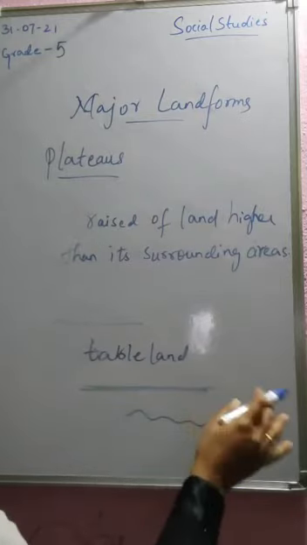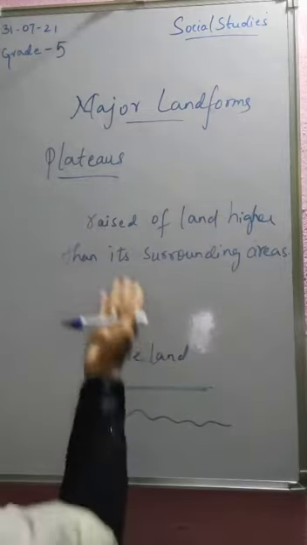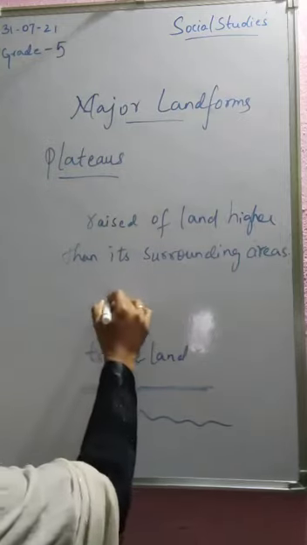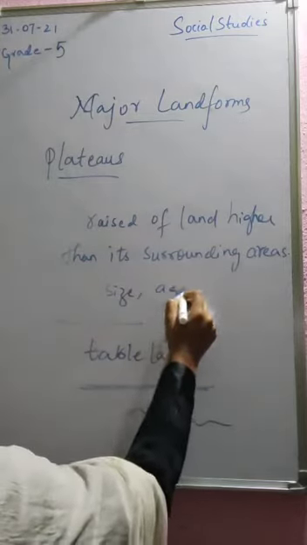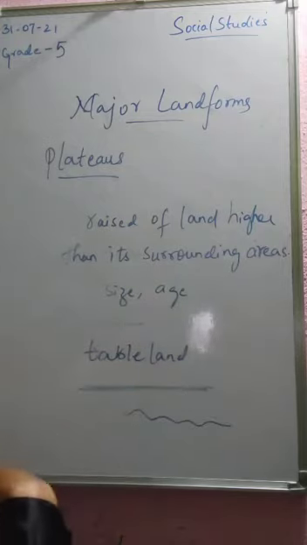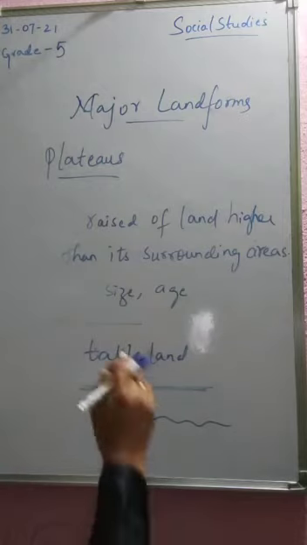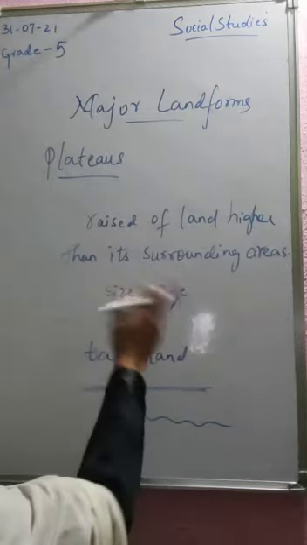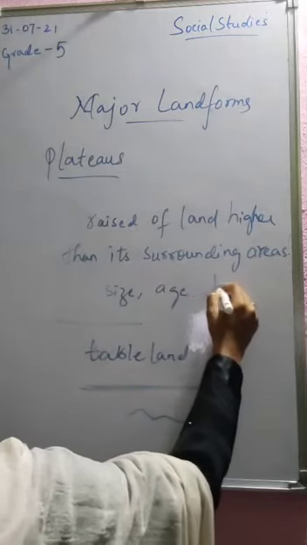There are ups and downs on the table. That is the reason they are called plateaus, or tableland, and they differ in size, height and age. As we came across in mountains, there are older and younger ones: the Himalayas are the younger mountains and the Aravallis are the older mountains. So the plateaus are also different from each other in size, age and height.